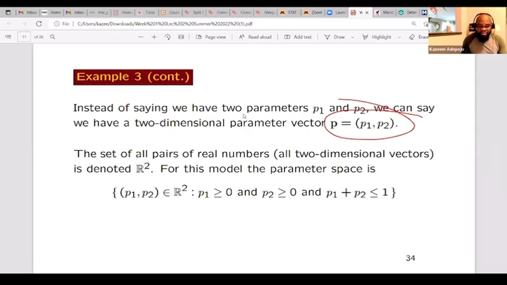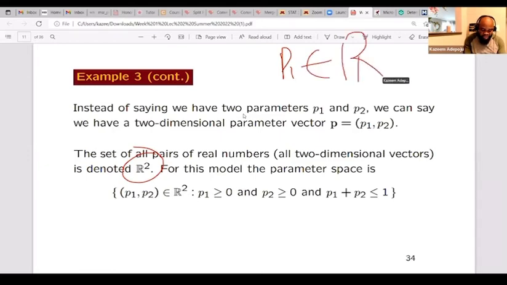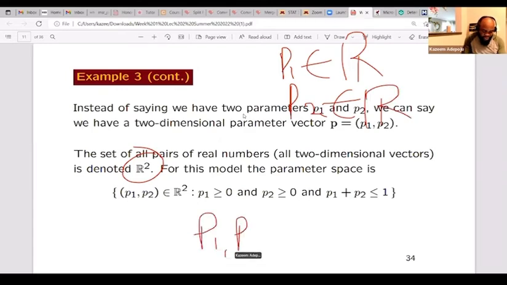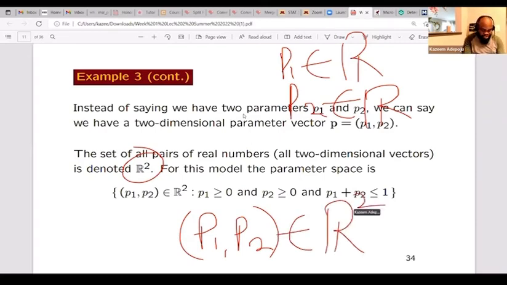And that was why I say, instead of saying we have two parameters P1 and P2, we can say we have a two-dimensional parameter. Okay, the vector P equal to (P1, P2). And don't forget, when you have a two-dimensional parameter like that, if you want to talk about real numbers, then it's going to be real number squared. Because you have a P1 from real numbers, and there's another P2 also from real numbers. So if I want to write it in vector form where I combine the two, P1 and P2 will come from real number squared. That's exactly what we mean.